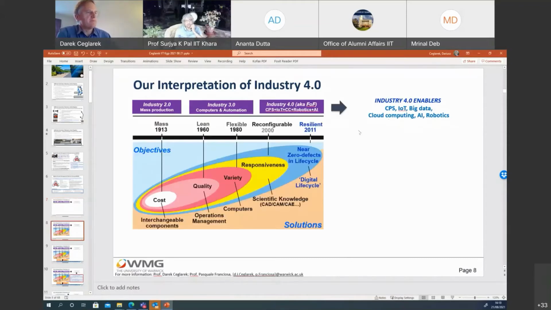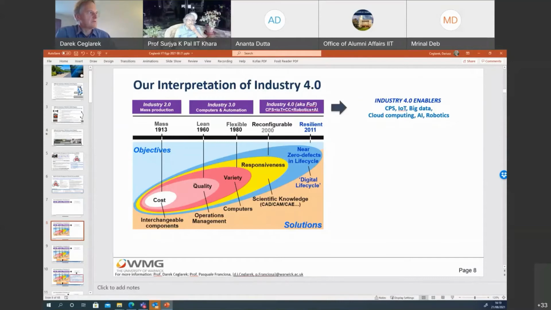So from this perspective, the way we interpret this evolution, this transition through the different industries, and I will show you where we fit into it, my understanding is that this transition can be looked at through objectives and solutions. If I look at the objectives, they are changing continuously, starting from cost, for example, which historically we know very well from Henry Ford a long time ago.